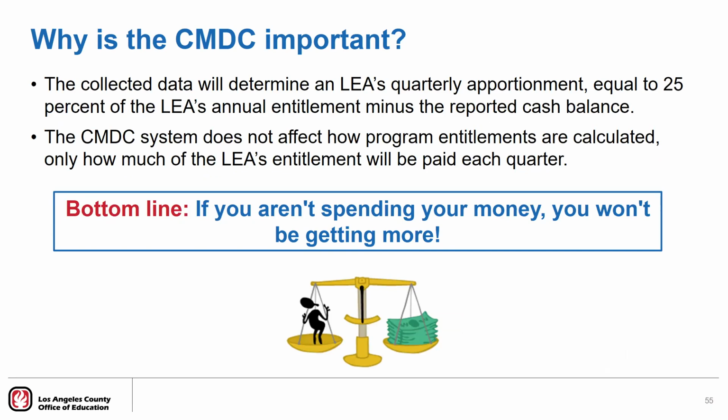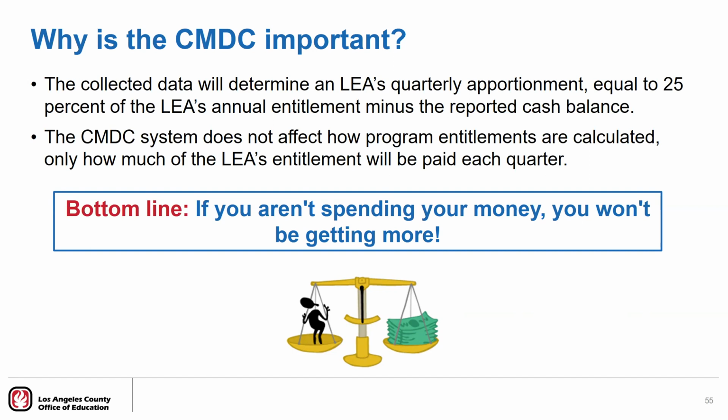The CMDC is important because the CDE will use the reported cash balance to determine the apportionment to release in each reporting period. The apportionment will be equal to 25% of the LEA's annual program entitlement minus the cash balance it reported for that specific period. And so calculations will be done for each of the federal programs.